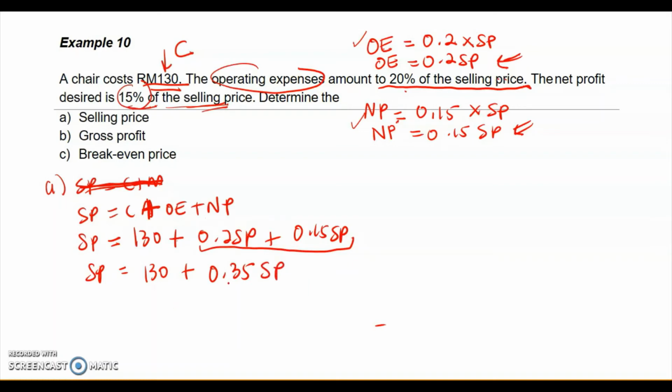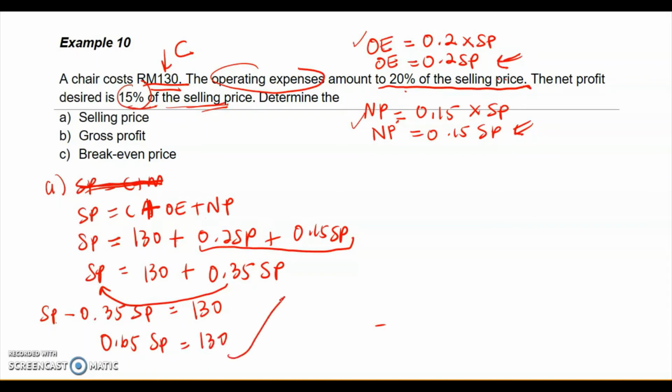Now, to solve for SP, you need to bring this value to this side. So SP minus 0.35 SP. So 1 minus 0.35 is 0.65 SP. So SP equals 130 divided by 0.65. So the selling price of this chair is 200 ringgit.